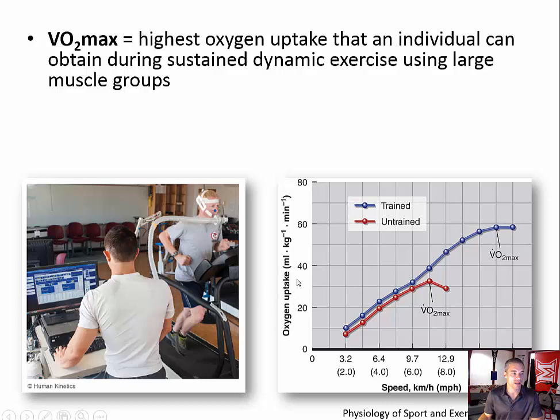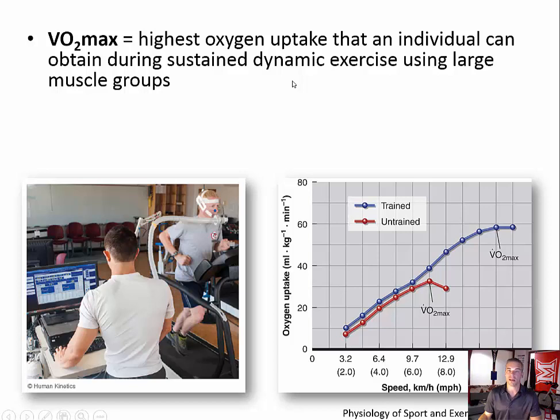Now, if we plot oxygen uptake or oxygen consumption against exercise intensity down here in speed, we see this linear relationship. With increasing intensity, we see a linear increase in oxygen uptake until VO2 max is achieved. And at VO2 max, a further increase in exercise intensity does not lead to a further large increase in one's VO2 or oxygen consumption. And we know that with training, VO2 max increases relative to pre-training levels.